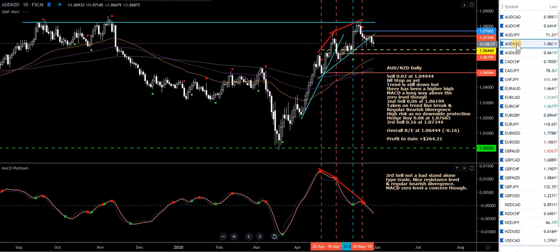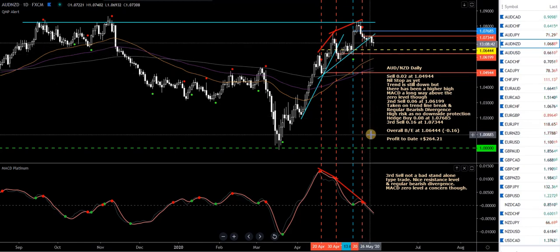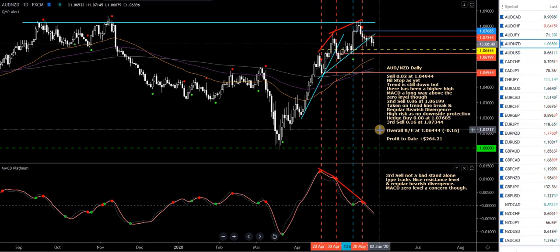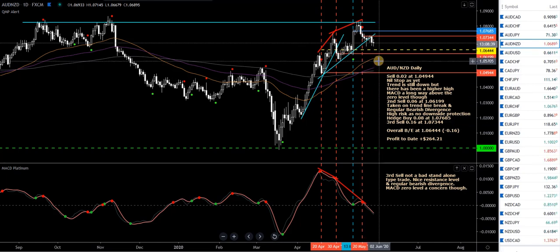Aussie New Zealand's always a little bit different. The Aussie, I took a sell, another sell based on a trend line break. Didn't go well for me, and I had to take a hedge buy, then a third sell. Again, pause the video, read my notes. They're clear: position sizes, entry prices, etc.